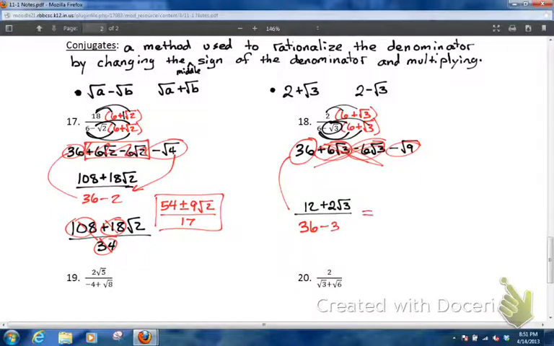I then simplify this into 12 plus 2 square root of 3 all over 33, and then I look to reduce, but in this case 12, 2, and 33 are not all divisible by the same thing, so I can't reduce. I'm just done right here.